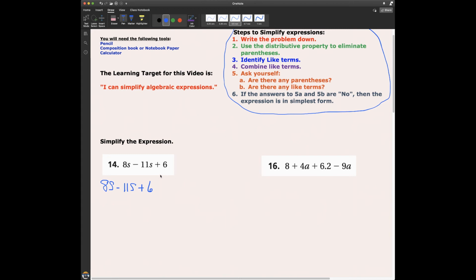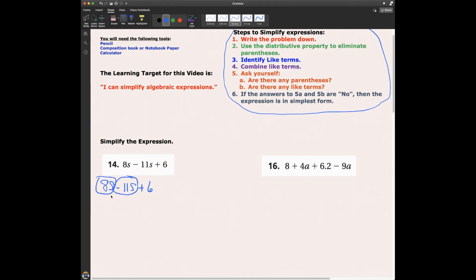It says identify like terms. So let me identify my like terms. I have positive 8s and I have negative 11s. Notice that subtraction sign, when I'm identifying like terms, I use it as a negative sign. Okay, so here are my like terms, and then it says combine them. And combine means put them next to each other and then combine them. These are already next to each other.